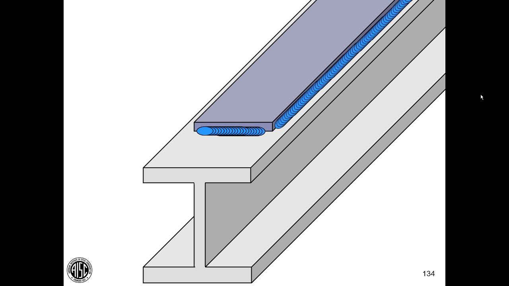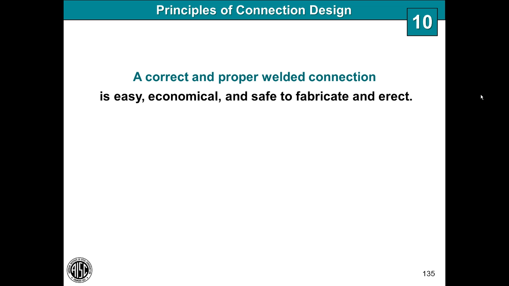So 10 reminds us to make sure that we do everything we can to make the job easy, economical, and safe to fabricate and erect. Number 11 encourages us to recognize commercial realities. A correct and proper welded connection recognizes commercial realities. The first commercial reality I'd like to talk about are the ASTM tolerances.